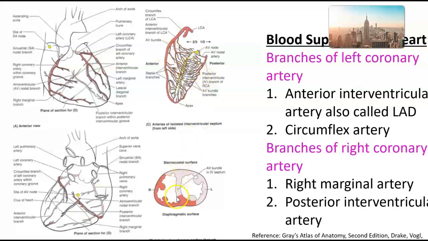This is the interventricular septum. It is supplied by the left coronary artery in the anterior two-thirds, and the posterior one-third by the right coronary artery. The left coronary artery supplies it by the anterior interventricular artery, its branch. The right coronary artery branch, the posterior interventricular artery, supplies the posterior one-third of the interventricular septum. The AV bundle gets blood supply from the anterior interventricular branch, or LAD, of the left coronary artery. This is the right ventricle, this is the left ventricle.